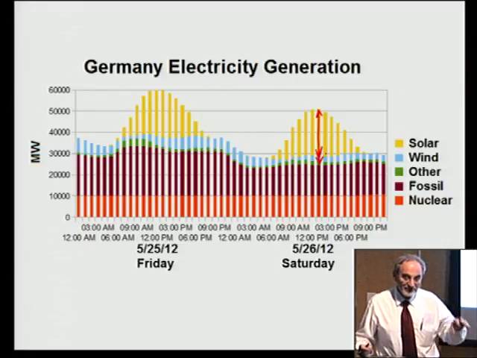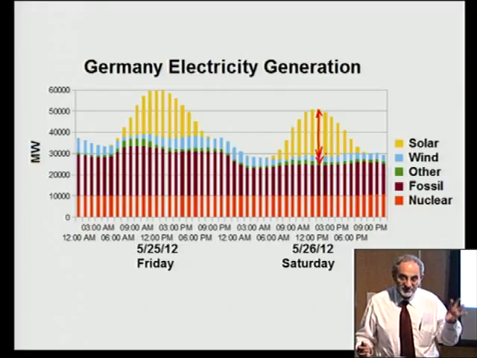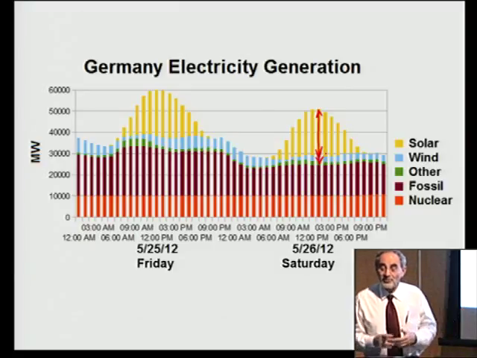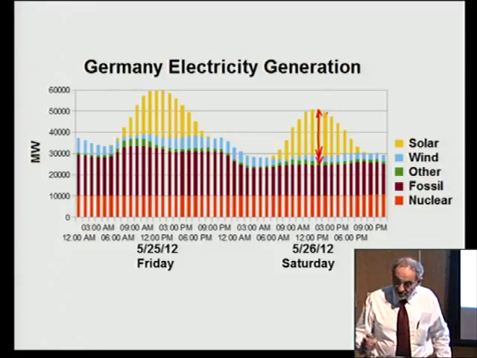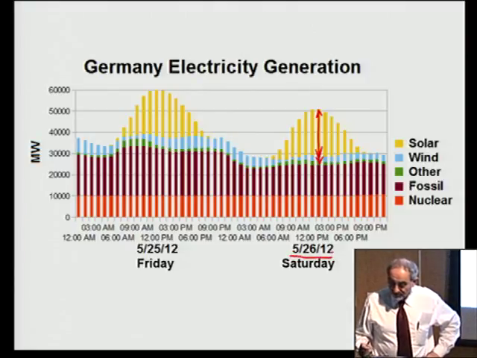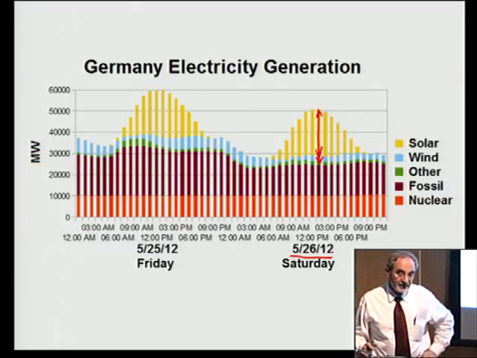So why at noon? At noon because you have the most sun. Why on a Saturday? Because you don't use as much electricity, so the solar panels look disproportionately large. They are disproportionately large. And under those conditions, on May 26th of this year, the solar electricity was close to 1/2 of all the electricity in Germany.